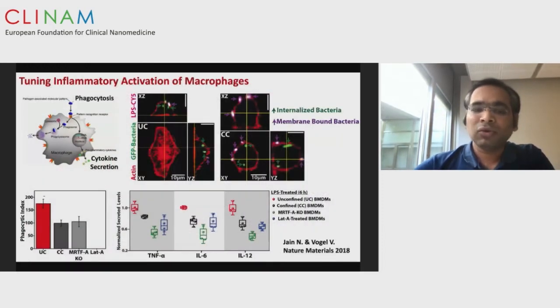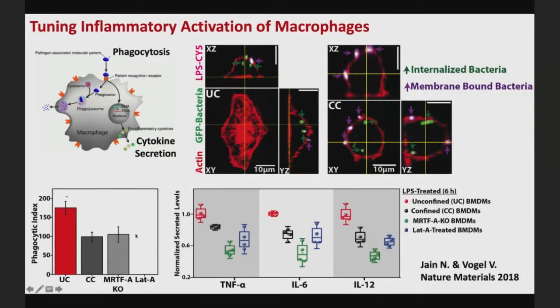And lastly, we were able to show that indeed upon confinement, or in MRTFA knockout cells, or if you depolymerize actin, you reduce the phagocytic potential of the cell and you also reduce their cytokine secretion profile, and thereby you can nicely tune the activation of immune cells.